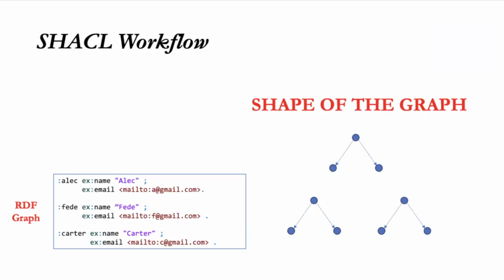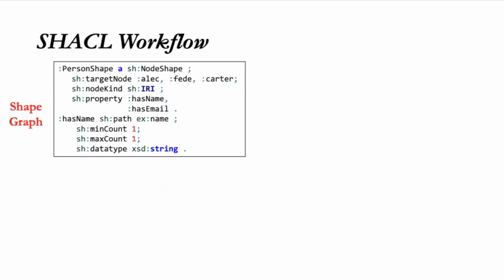Here are the shapes that you might expect. If you're thinking about this visually, you've got some nodes and edges in the graph. Look, there's Alec. Look, there's a property relating him to his name. And similarly, you have an email property related to his email. Cool, easy peasy.